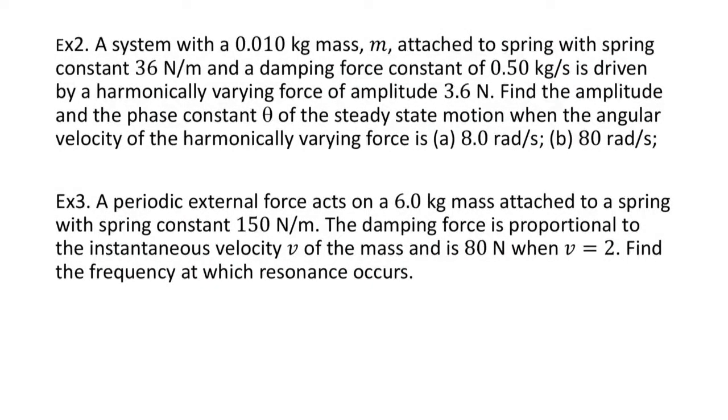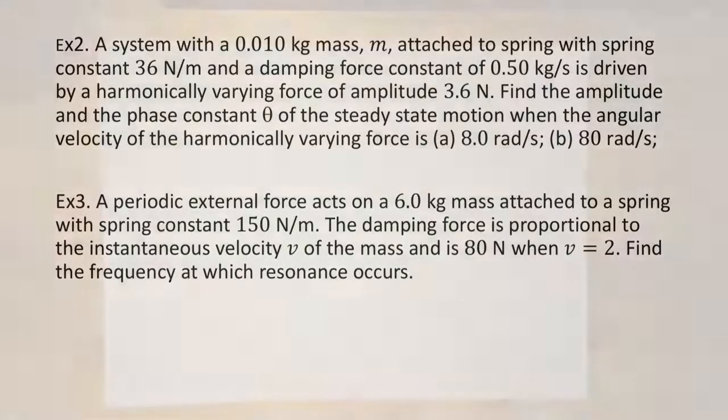Right, so exercise 3. We have a periodic external force acting on a 6 kilogram mass attached to a spring with a certain spring constant. We're told that the damping force is proportional to the instantaneous velocity of the mass, and it's 8 newtons when the velocity is 2. Then find the frequency at which resonance occurs. Okay, so this is a very quick question.